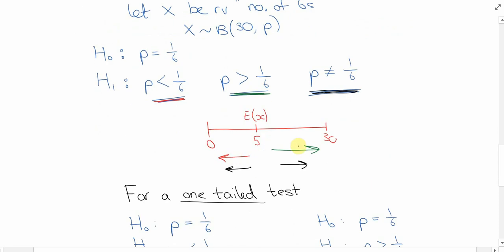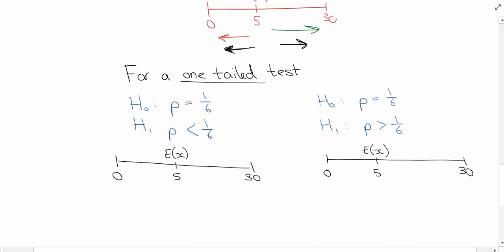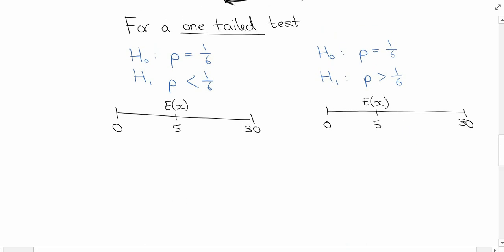If it was the red or the green, we call those one-tail tests. We're looking at the lower tail or the upper tail. And if it's a two-tailed test, it would be this one here when we're unsure what the probability is, so we investigate the lower and the upper tail. So let's have a look in a little bit more detail at these one-tail tests.